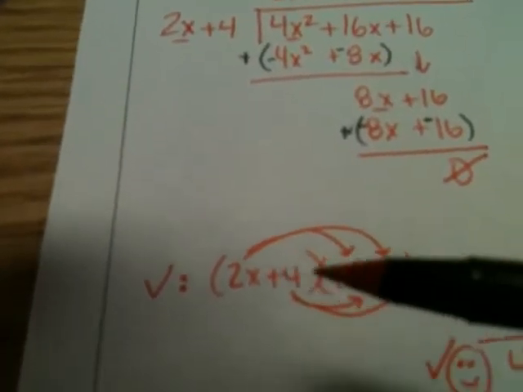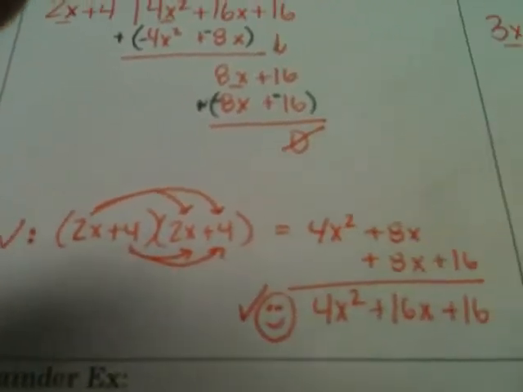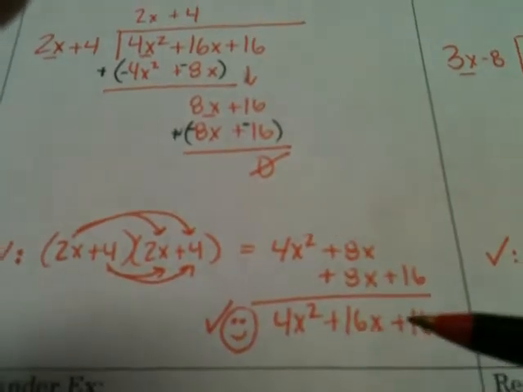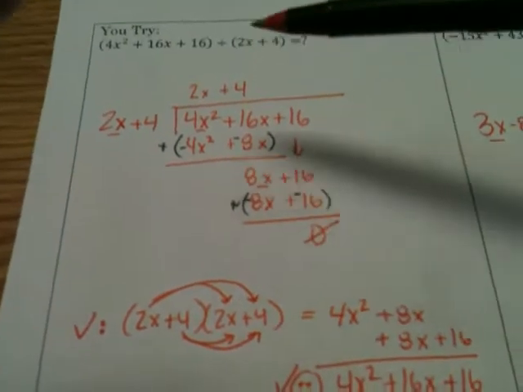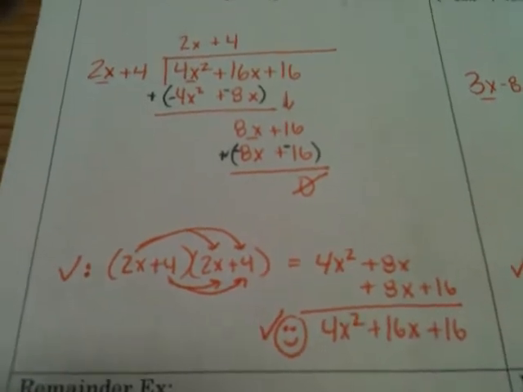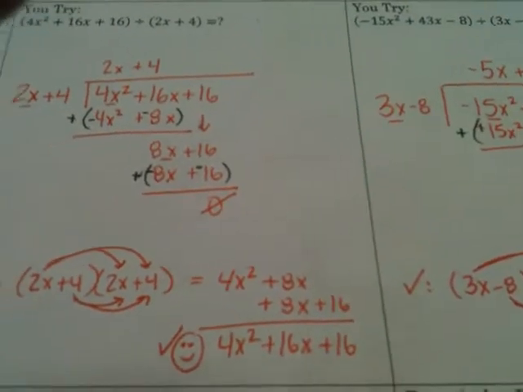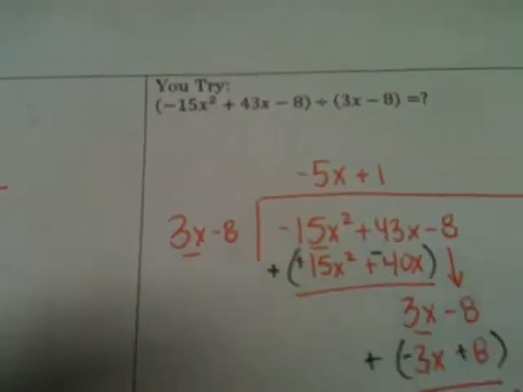And as you see here, I took the original divisor and the quotient, and I folded out. And I got 4x squared plus 16x plus 16, which is exactly what I started with. So it makes me happy. Cool. Good problem. Hopefully you got the same thing there.